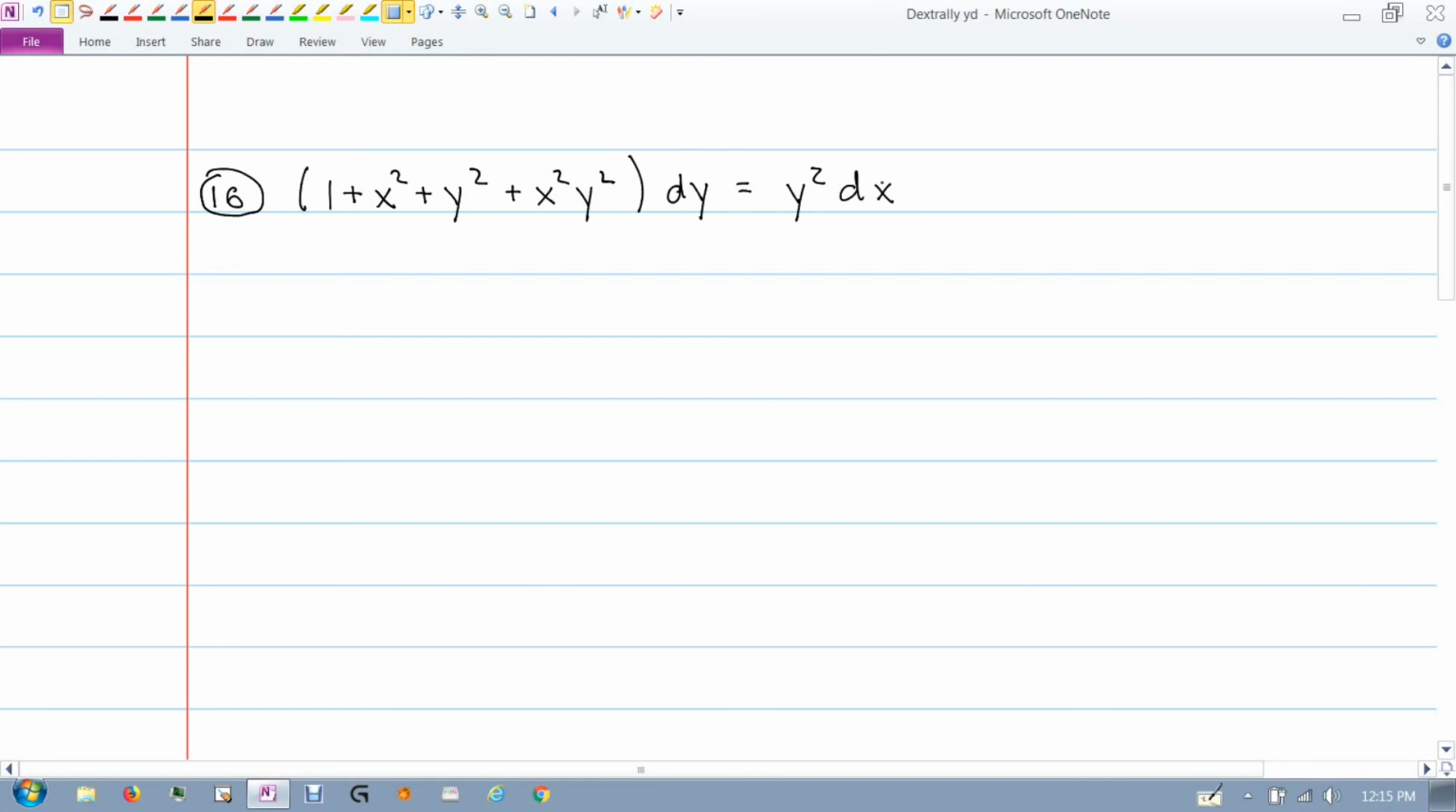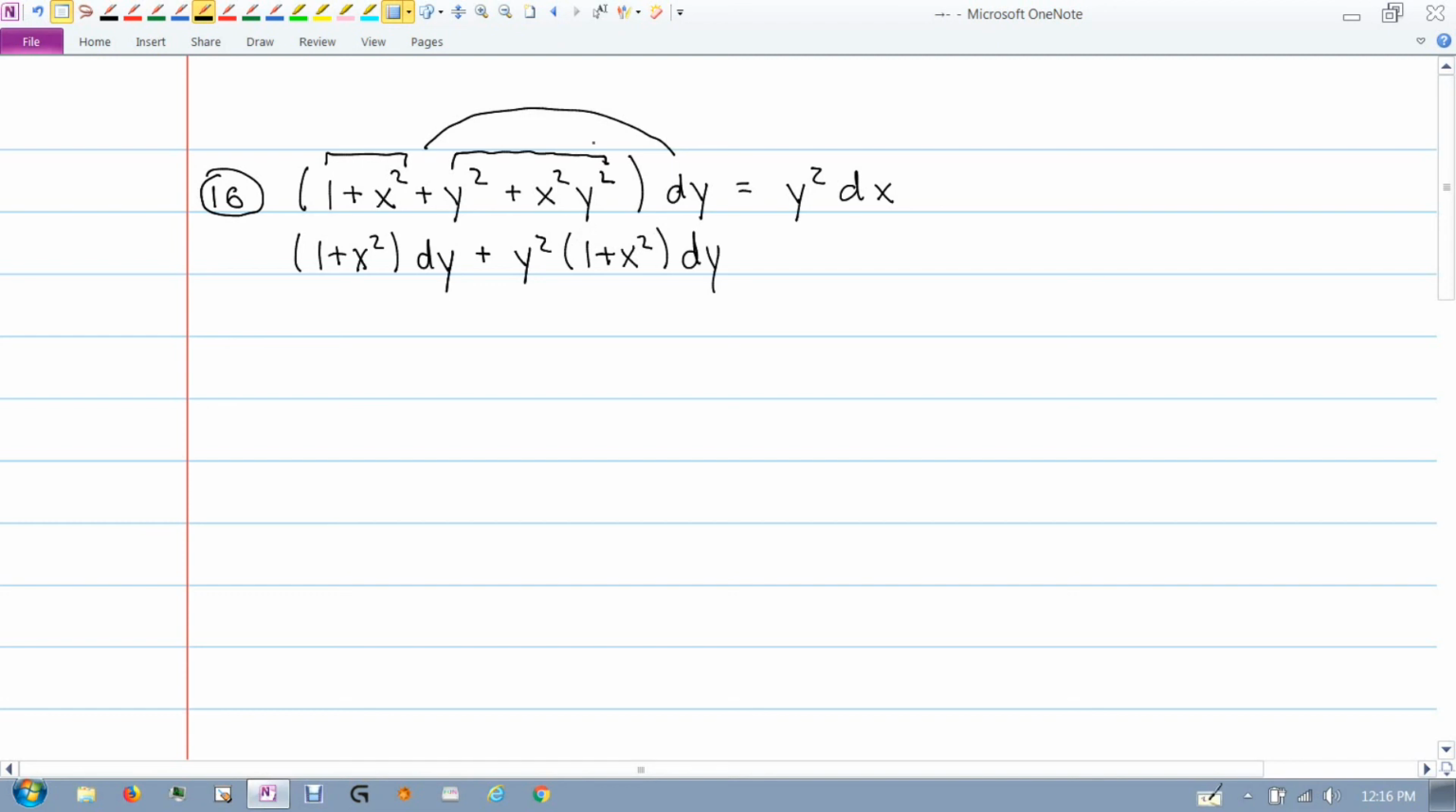All right, well, okay, so here's something we can do. We can split this up, 1 plus x squared dy. So that's basically like keeping these two grouped together but distributing the dy to them. And then on the next two, I'm going to factor out a y squared and put 1 plus x squared and then attach the dy to the end of that. So that's like these two. Pull out that y squared and then apply the dy to both. And then on the right hand side we have y squared dx.